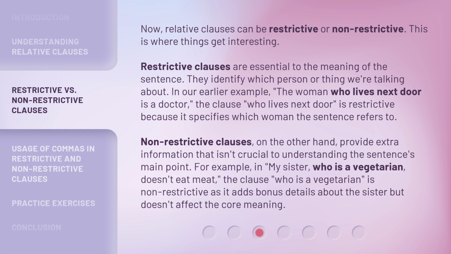Non-restrictive clauses, on the other hand, provide extra information that isn't crucial to understanding the sentence's main point. For example, in "My sister, who is a vegetarian, doesn't eat meat," the clause, "who is a vegetarian," is non-restrictive as it adds bonus details about the sister but doesn't affect the core meaning.